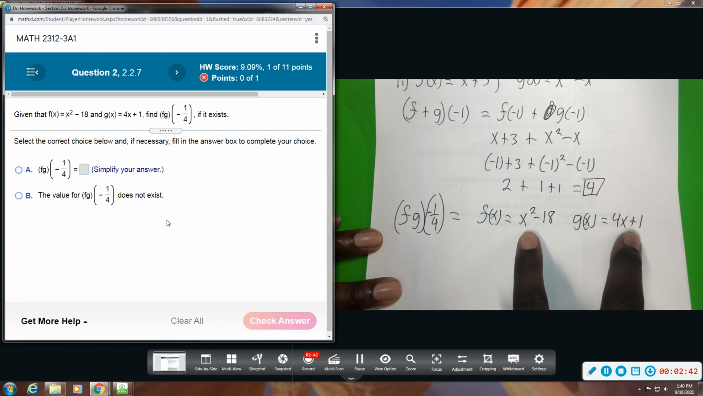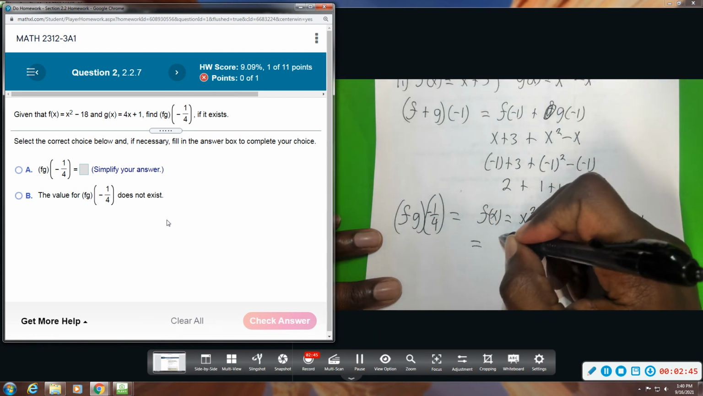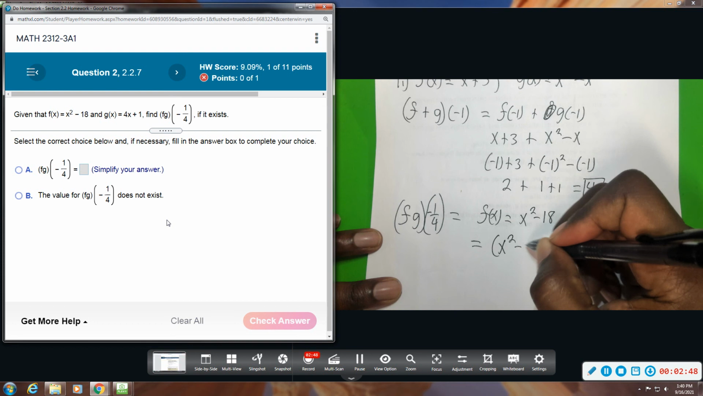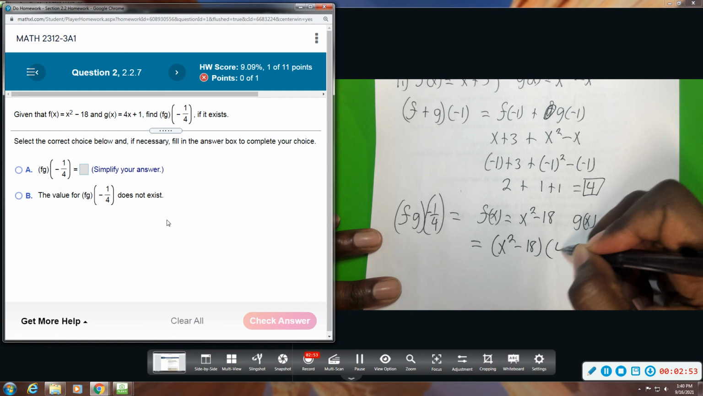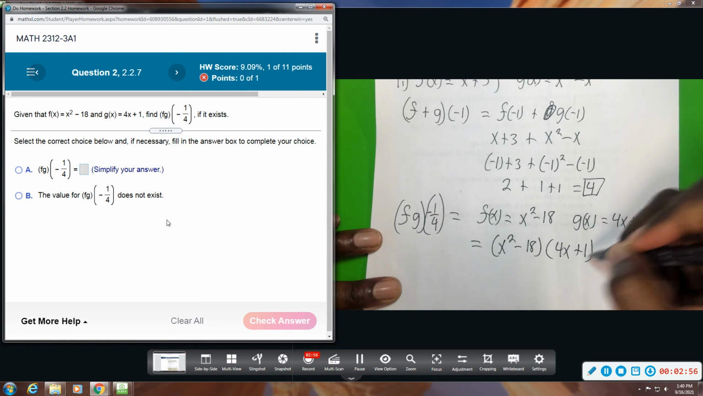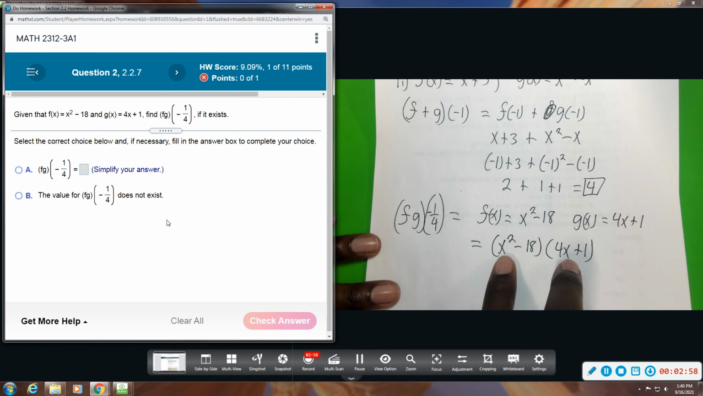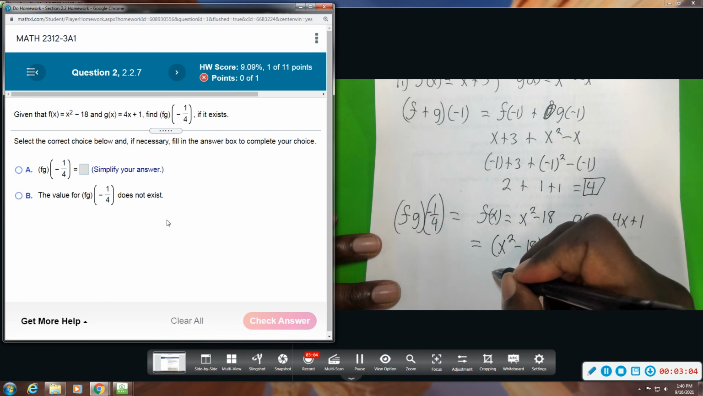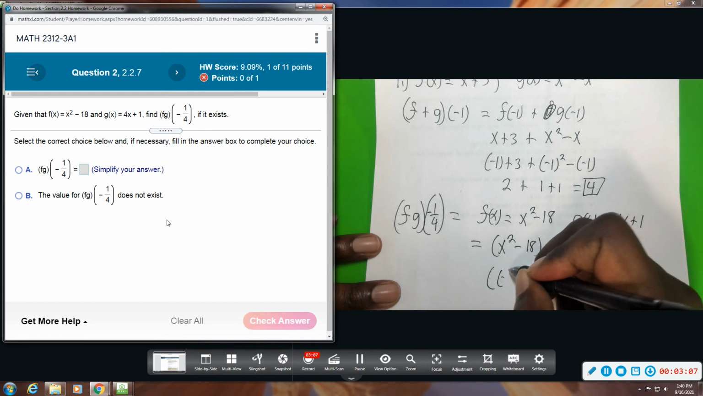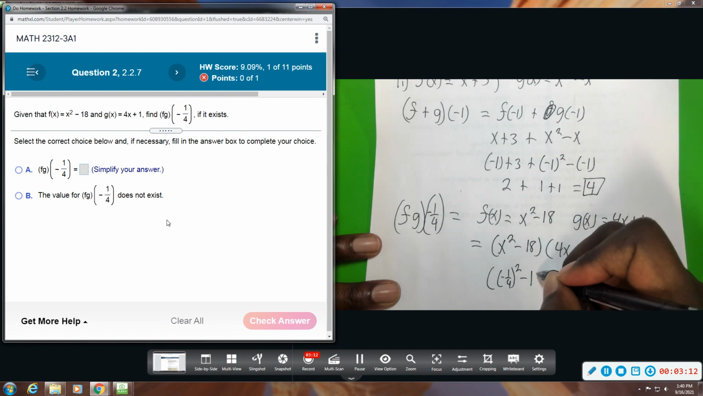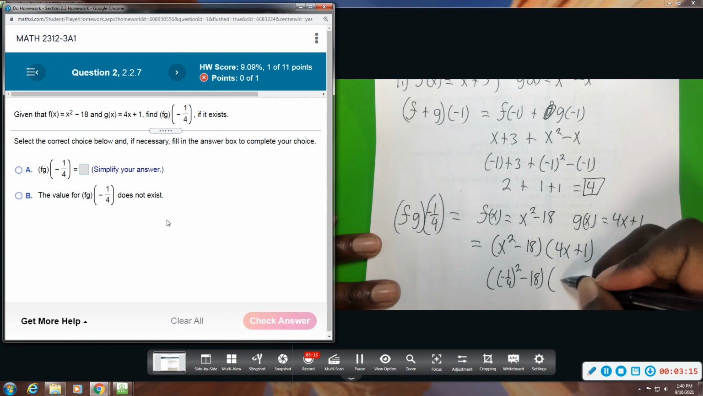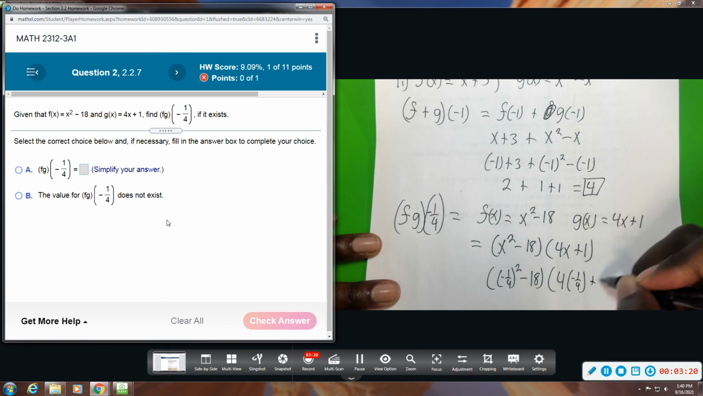All right, so we're going to be multiplying these two together. So x squared minus 18 and 4x plus 1. But we're going to be multiplying them after we plug in the -1/4. So I will plug in the -1/4 here. -1/4 for x, it will be squared minus 18. And then over here, 4 times -1/4 plus 1.